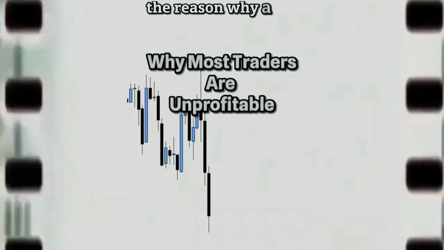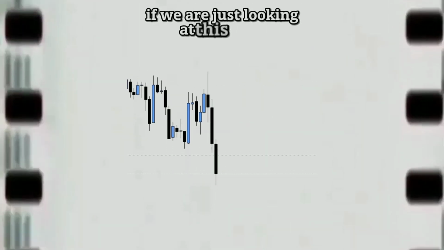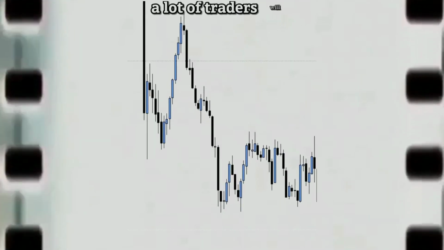The reason why a lot of traders are unprofitable is because they are not using higher time frame narrative and higher time frame bias. As you can see right here, if we are just looking at this chart on the small time frame, it looks like we are just going down. A lot of traders will see this as a trend down and be only looking for shorts.